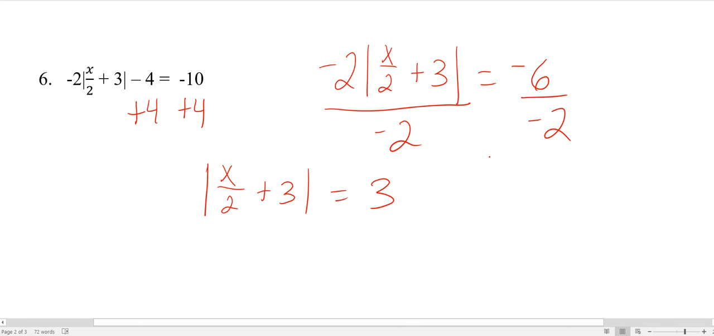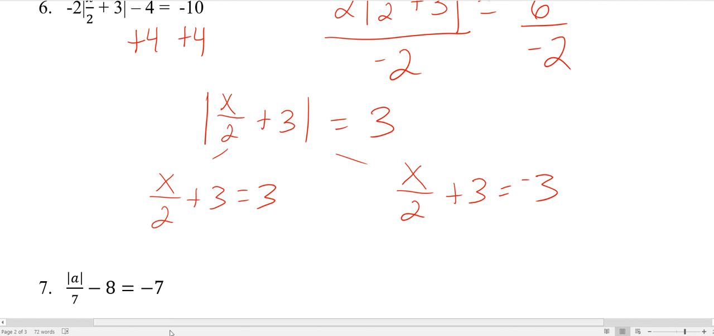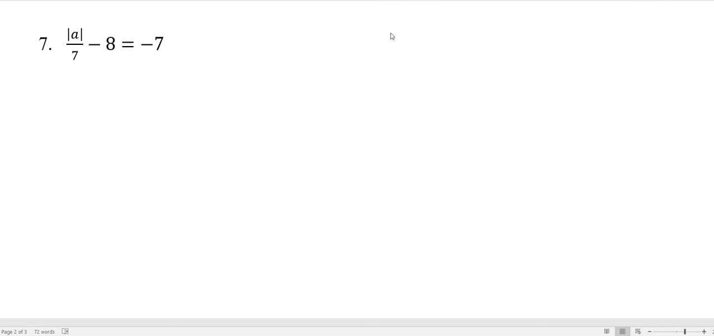Okay, scroll down a little bit. So we're going to have x over 2 plus 3 is equal to 3. And we're going to have this equation as well: x over 2 plus 3 is equal to negative 3. So now you can add 3 to both sides of the equations and multiply both sides by 2, and that will solve for x. Take a look at number 7. See if you can try number 7 on your own.